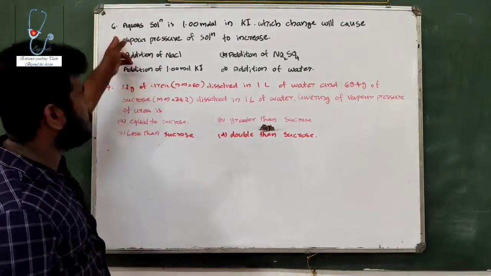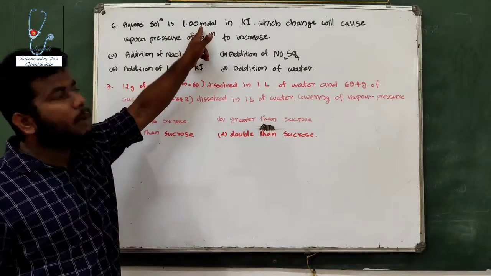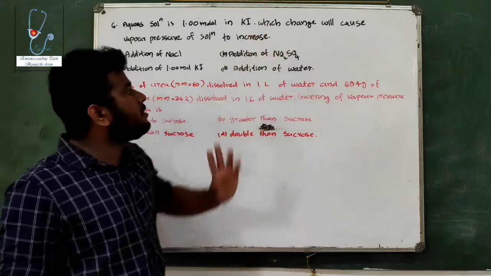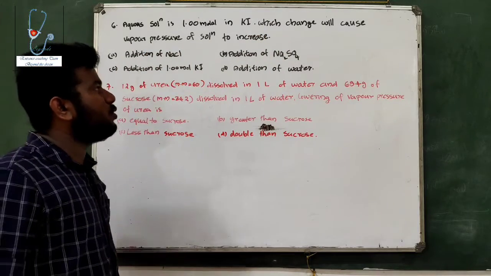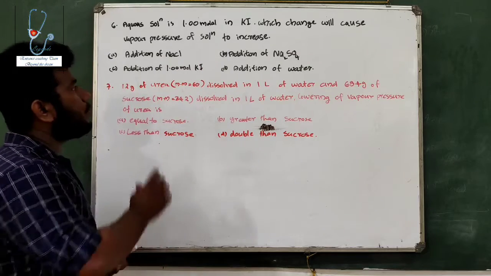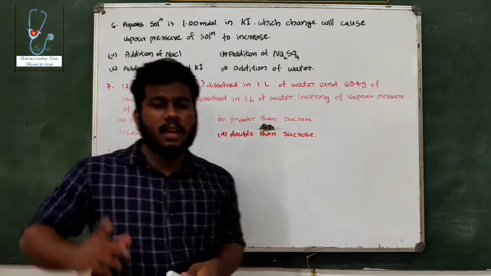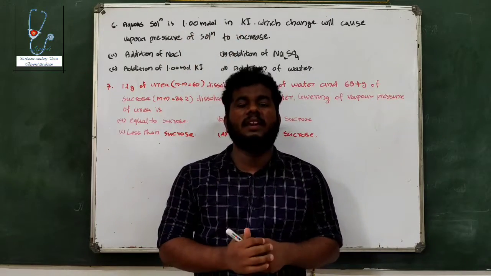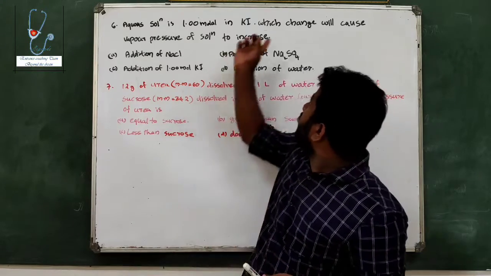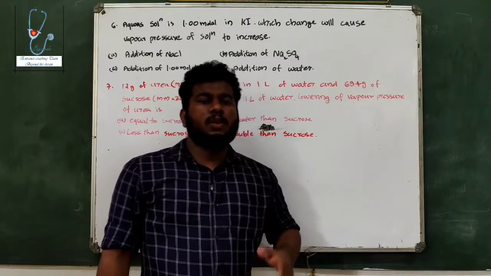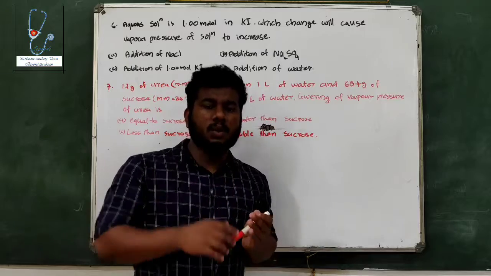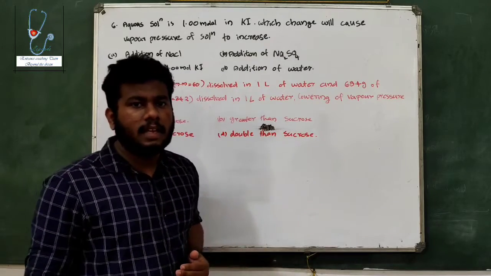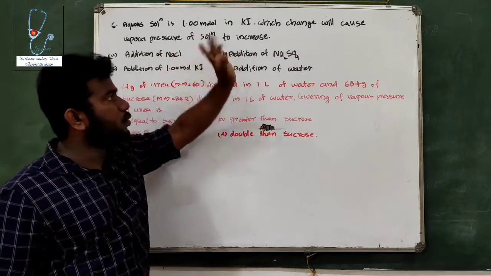Next question, sixth question. An aqueous solution is 1.00 molar in KI. Which change will cause the vapor pressure of the solution to increase? Here, 1 mole of KI is dissolved in an aqueous solution. Pure water has a vapor pressure. When KI is added, the vapor pressure decreases. Then which will cause the vapor pressure of the solution to increase?